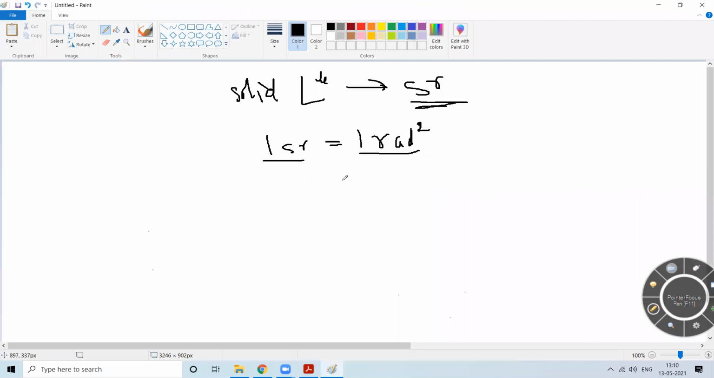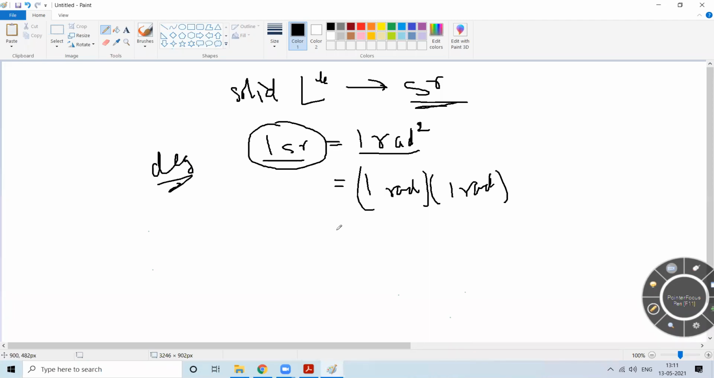This I can write as 1 radian into 1 radian, which is nothing but 1 steradian itself. Since it is 1, it will not create any problem. So it is 1 radian square, which is nothing but 1 steradian. Now, what is 1 steradian equal to in terms of degrees?